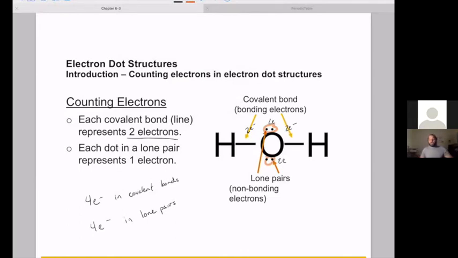Okay, this is important because you're going to be drawing these structures, right? So you want to be able to draw a structure, look at it, and be able to tell how many electrons you have put down. You'll hear me say this phrase a million times. How many electrons are on the board? Meaning, like, how many have been drawn on that structure? In this case, we have 4 electrons in covalent bonds, and 4 electrons in lone pairs.